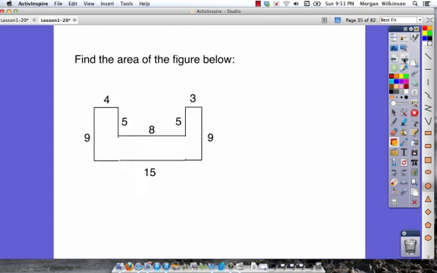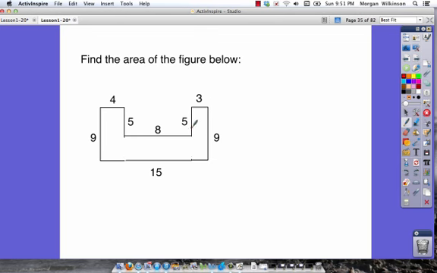Now when we talk about area, we're going to have different types of figures, and sometimes the figures will be made up of more than one shape. So in this one we have 3 rectangles that are put together. We're going to find the area of this rectangle on the right first. We'll call this A1. Then we're going to find the area of the rectangle in the middle. We're going to call this A2. Then we're going to find the area of the rectangle on the left. We'll call it A3.